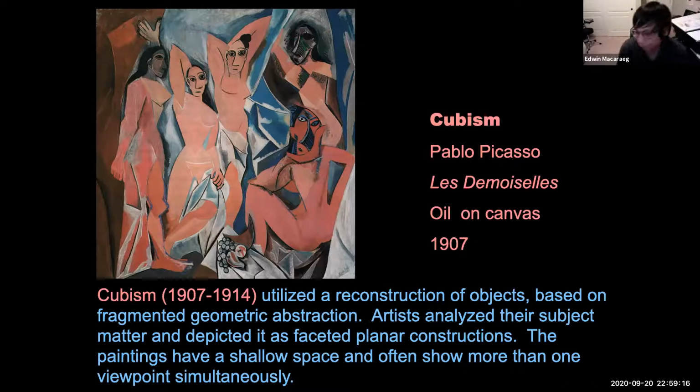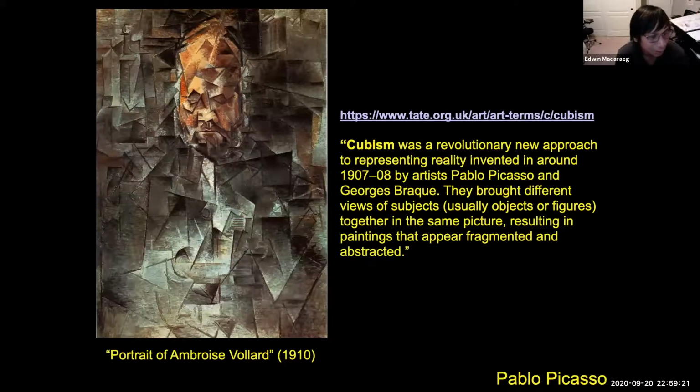Okay, and so I'm going to show you another example also by Picasso. There is this quote here, and I'll read it for the sake of this presentation. Cubism was a revolutionary new approach to representing reality, invented in around 1907-08 by artists Pablo Picasso and Georges Braque. They brought different views of subjects, usually objects or figures, together in the same picture, resulting in paintings that appear fragmented and abstracted. And this was from the Tate Modern website, and you can click on that. They actually added it to our module.